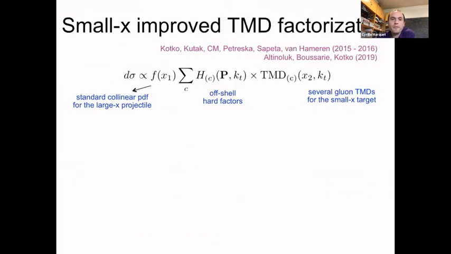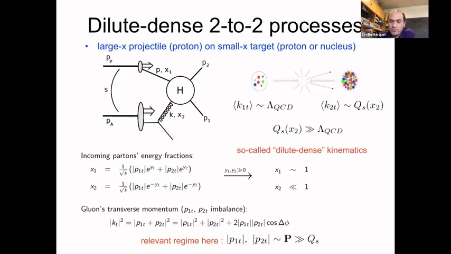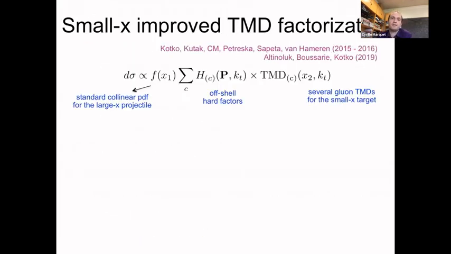And so this is the process in which we establish this improved TMD factorization. So how does it work? It looks like any factorization formula. You have a matrix element part and a parton distribution part. But the important thing is that you have several of those products of hard factor times gluon TMD. Because as I said, the gauge link in the operator definition of the gluon TMDs is not unique. And so you need to take into account this fact.